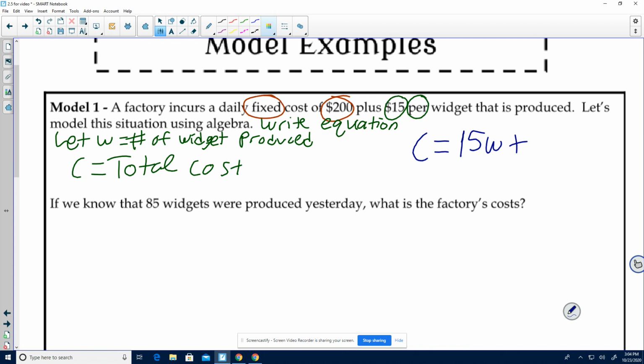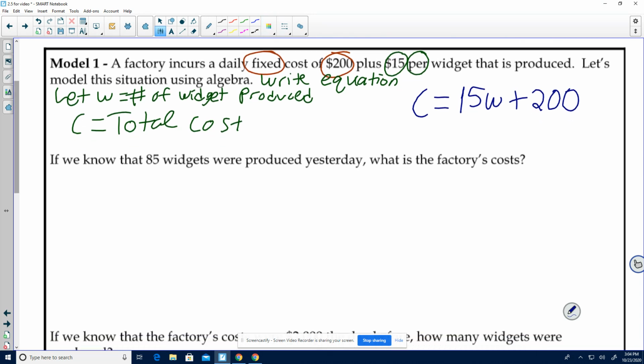Plus $200 that we're getting charged no matter what. So our initial value is always going to be by itself, and the rate is always going to be multiplied by the variable, right? So now, if we know that 85 widgets were produced yesterday, what is the factory's cost?